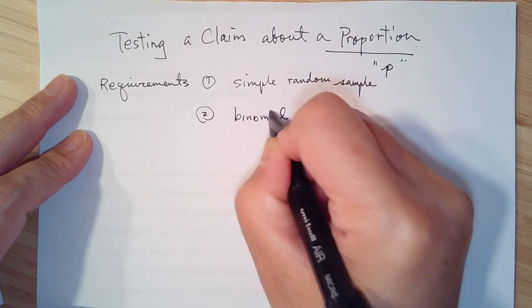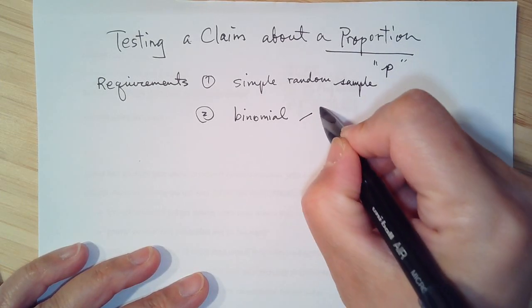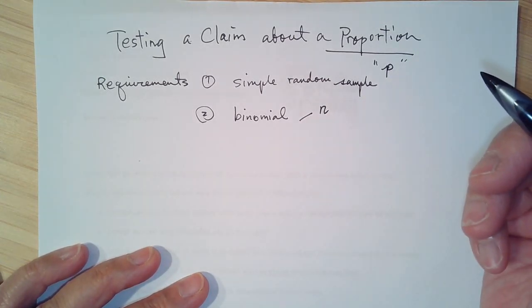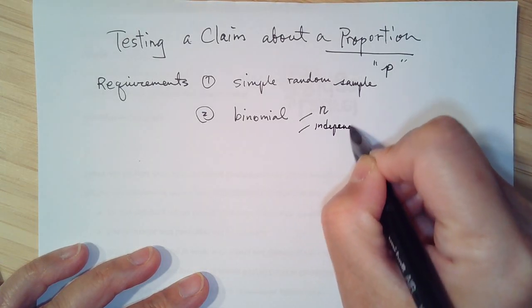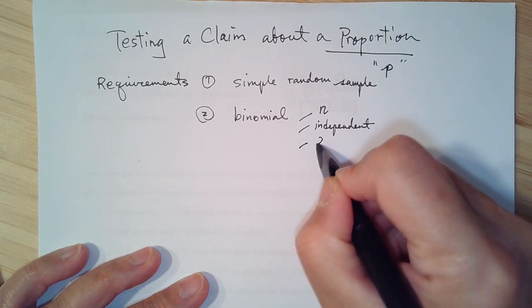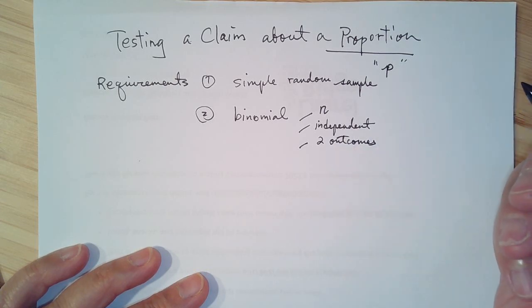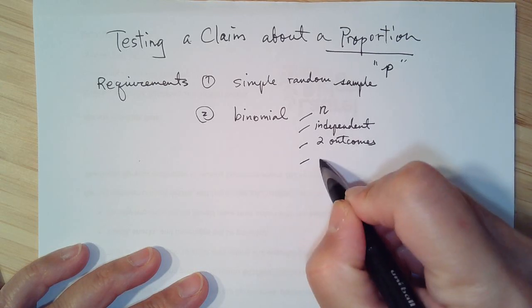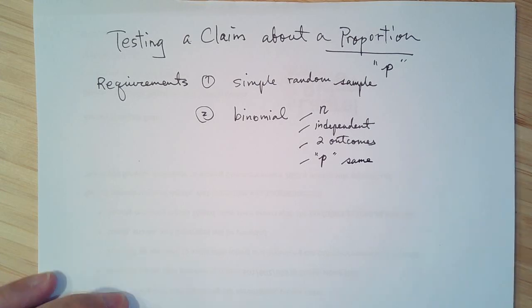Binomial. Do you remember what a binomial is? There are 4 requirements for a binomial distribution. Number 1, there's a fixed number of trials, we usually use n. And each trial is independent. The third one, there are only 2 possible outcomes, either success or failure, yes or no, 1 or 0, whatever. It just has the 2 categories of outcomes. And the last one, the probability stays the same for each trial. Okay, so that's a binomial.